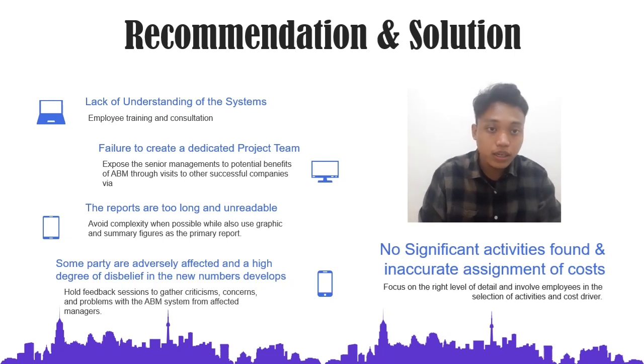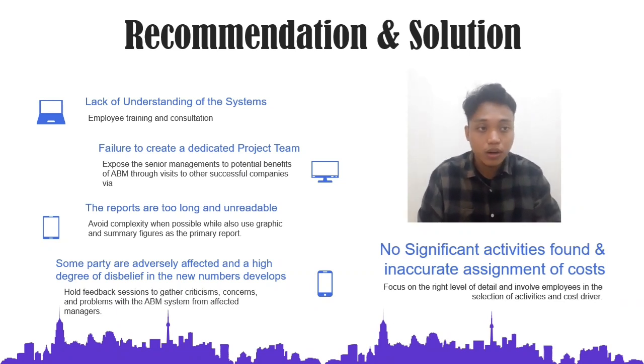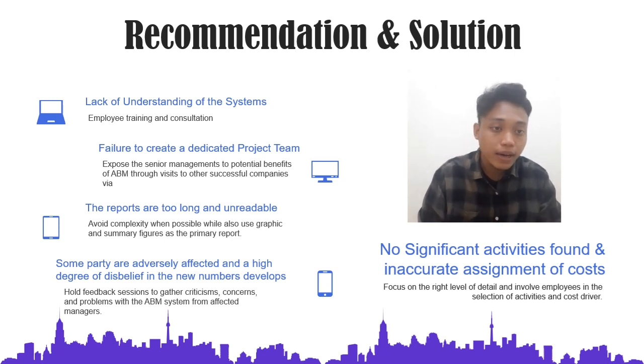Okay, next we have reports that are too long and unreadable. So how to solve it: we need to avoid complexity when possible, and also use graphics and summary figures as the primary report. Okay, next we have some parties who are adversely affected, and a high degree of disbelief in the new numbers develops. So we need to hold feedback sessions to gather criticism, concerns, and problems with the ABM system from affected managers.